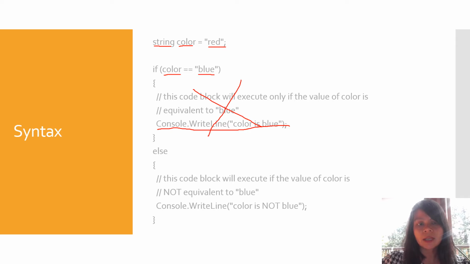It says if the color is blue, execute this, which it's not. So else execute this. It's going to execute everything in here instead. The top two lines are just comments. So it's going to execute "color is not blue". How we write it is you write else after the first set of curly braces, and then you have another set of curly braces, and whatever code you want the computer to execute is going to be in that second set of curly braces.